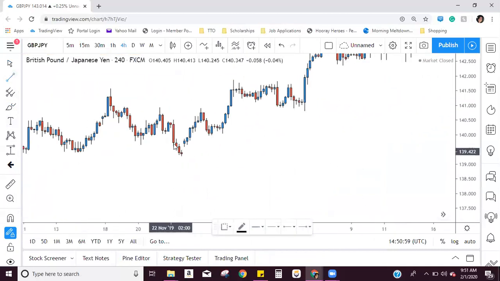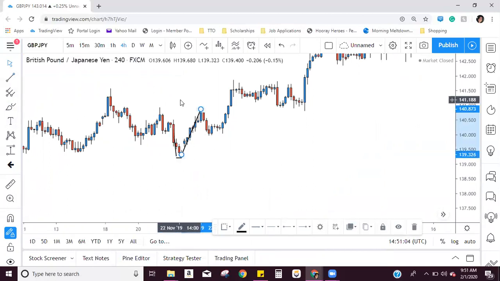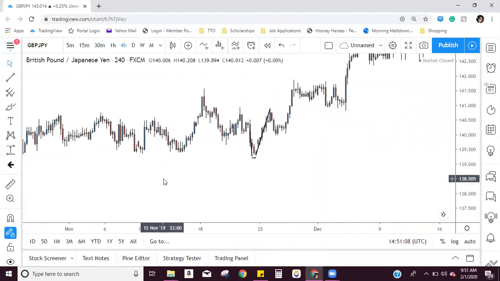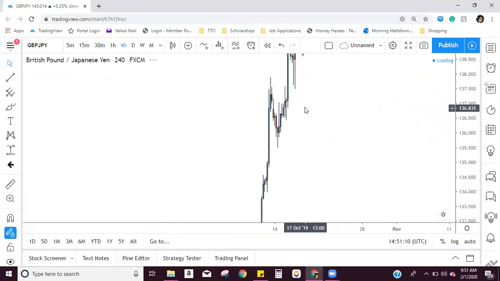So here, perfect. Bearish, bullish doji, bullish push. You see it? Bearish doji, bullish push. You see it? Like that was clear as day. Like super clear as day.